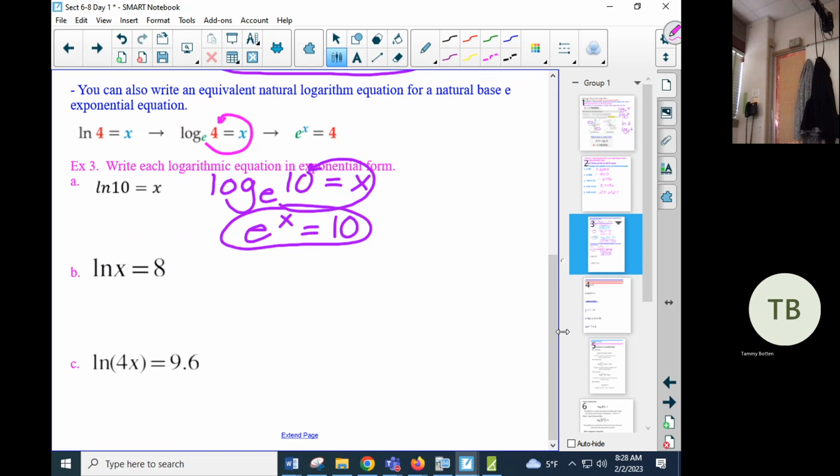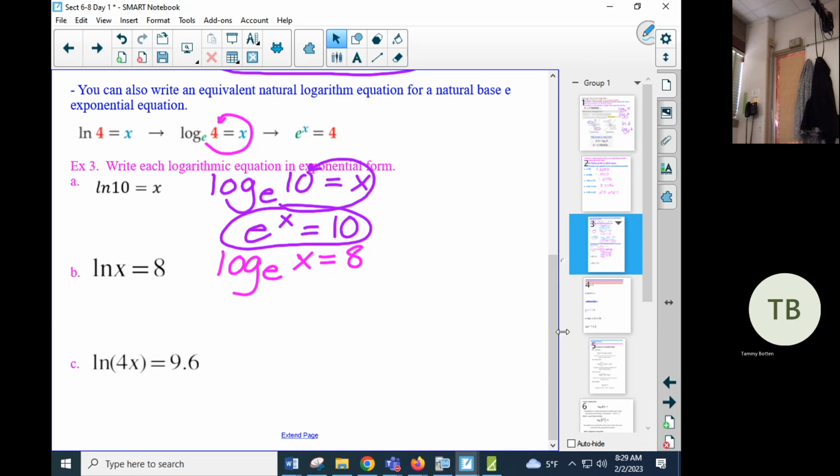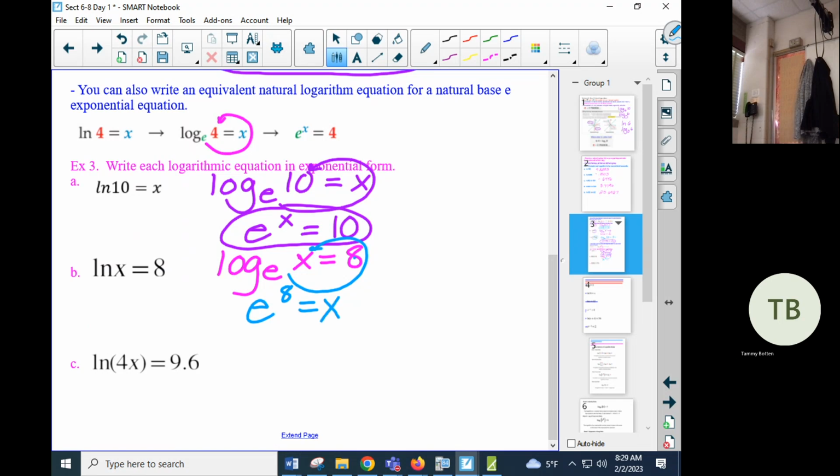Okay. So this one, all I do is switch natural log to log base e. And then when I do that, this just stays x, this stays 8. All I'm changing is natural log to log base e. And then if I do that little log loop, it would be e to the 8th power equals x.